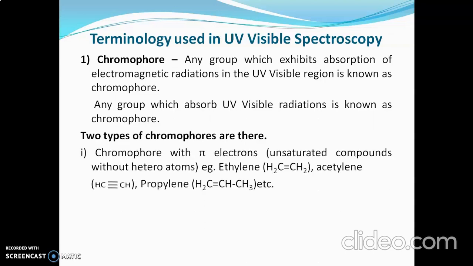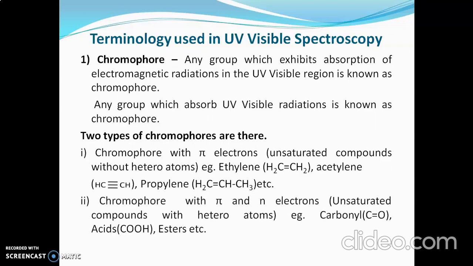First type of chromophore is chromophore with pi electrons. That means unsaturated compound without heteroatom. The example is ethylene, carbon-carbon double bond, acetylene, carbon-carbon triple bond, propylene, again carbon-carbon double bond. Benzene is also a very strong chromophore in this category.